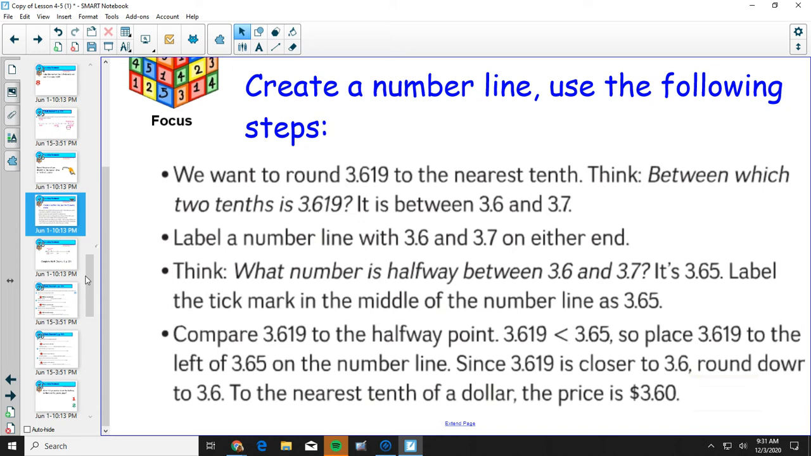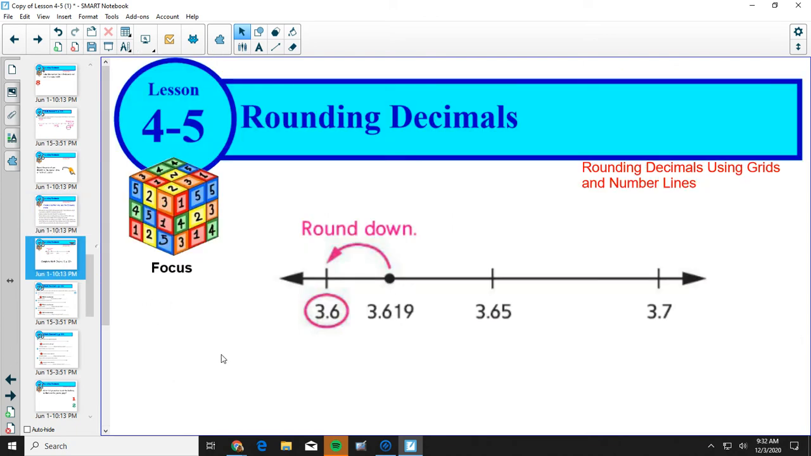Compare 3 and 619 thousandths to the halfway point. 3 and 619 thousandths is actually less. It's less than 3 and 65 hundredths. So place 3 and 619 thousandths to the left of 3 and 65 hundredths on the number line. Since 3 and 619 thousandths is closer to 3 and 6 tenths, you want to round down to 3 and 6 tenths. To the nearest tenth of a dollar, the price is $3.60. So if you needed to pause to work on this and to think through the steps, go ahead and do that. Here is an image of what we just talked about. You can see on this one, it is on the left-hand side of the halfway point, and it is closer to 3 and 6 tenths.